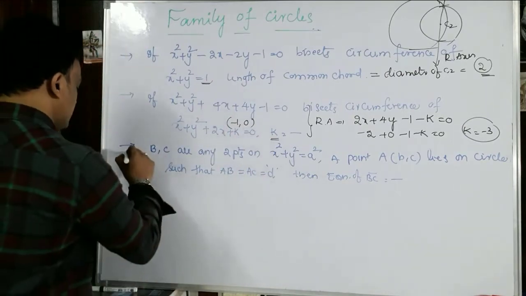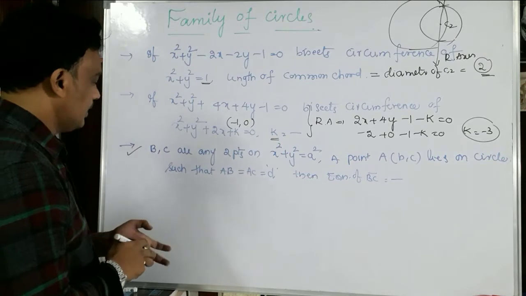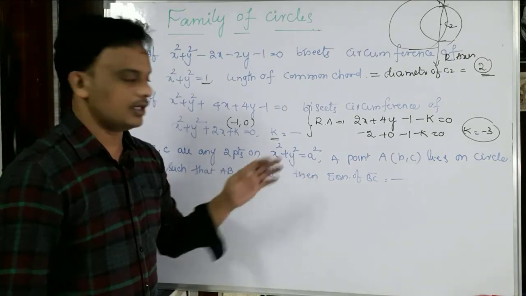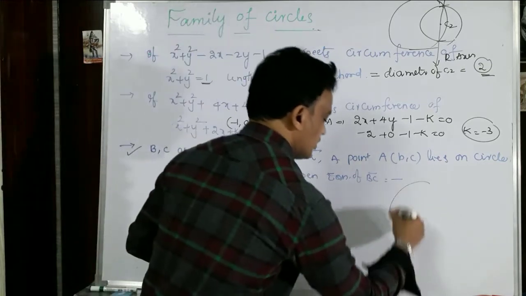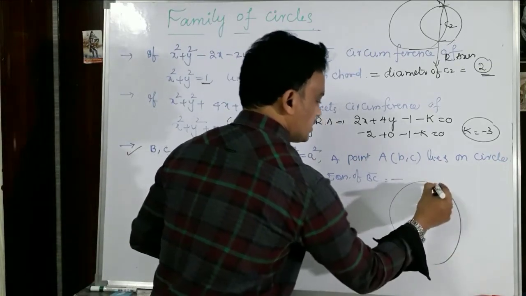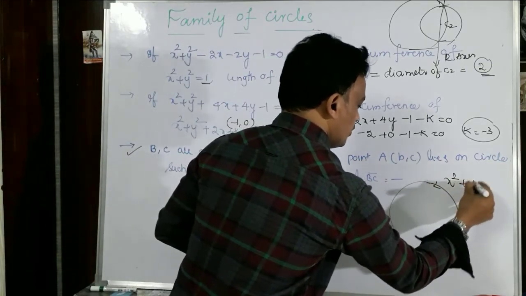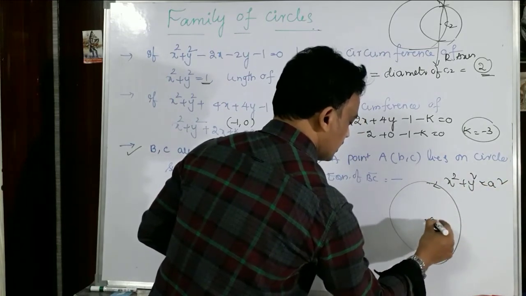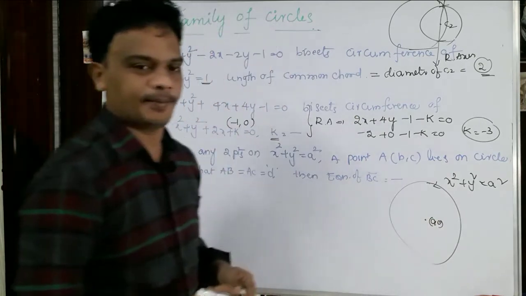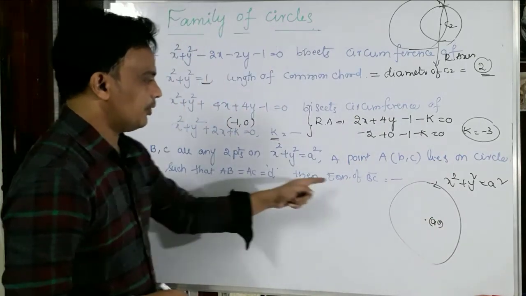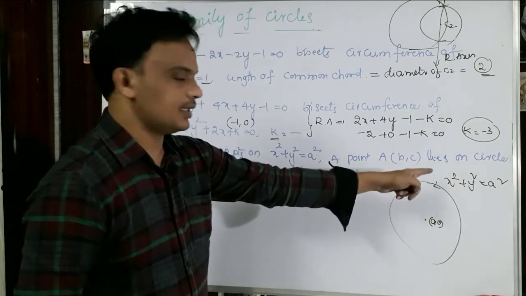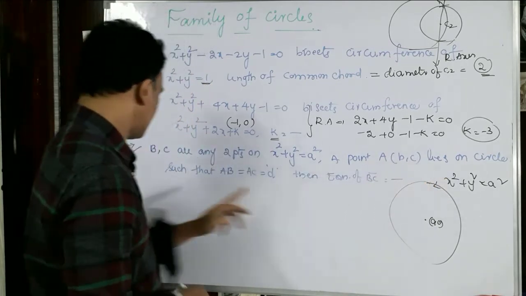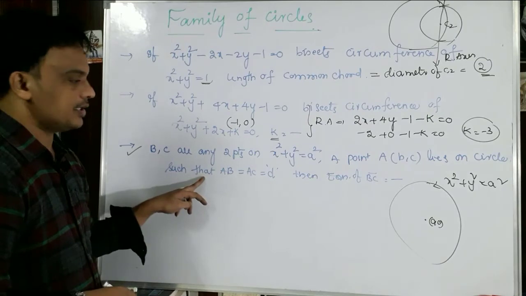Coming to the third question. B and C are any 2 points on a circle x square plus y square equals a square. So, let us take the circle x square plus y square equals a square, whose center is 0, 0 and whose radius is a. Now, I have taken a point A, B comma C, which lies on the circle.